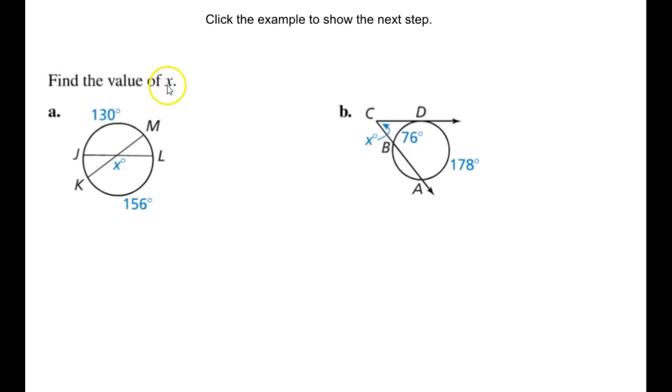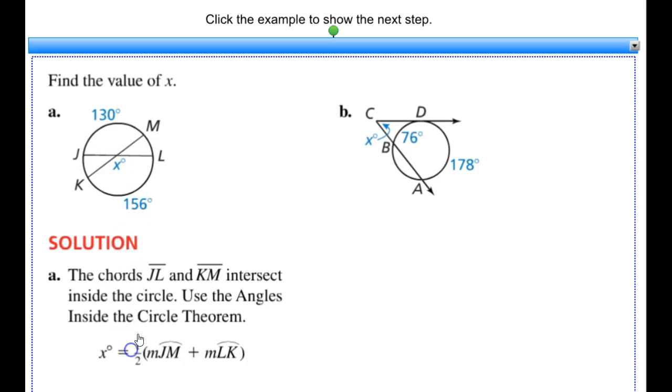So first I have to find the value of x. The first thing I notice is that my lines intersect inside my circle. So I know I'm going to be dealing with the arcs that are opposite that angle that I'm looking for. So here's my angle, and I see I have this arc right here, KL, and I have JM. So I know to find those, I have to use my theorem.